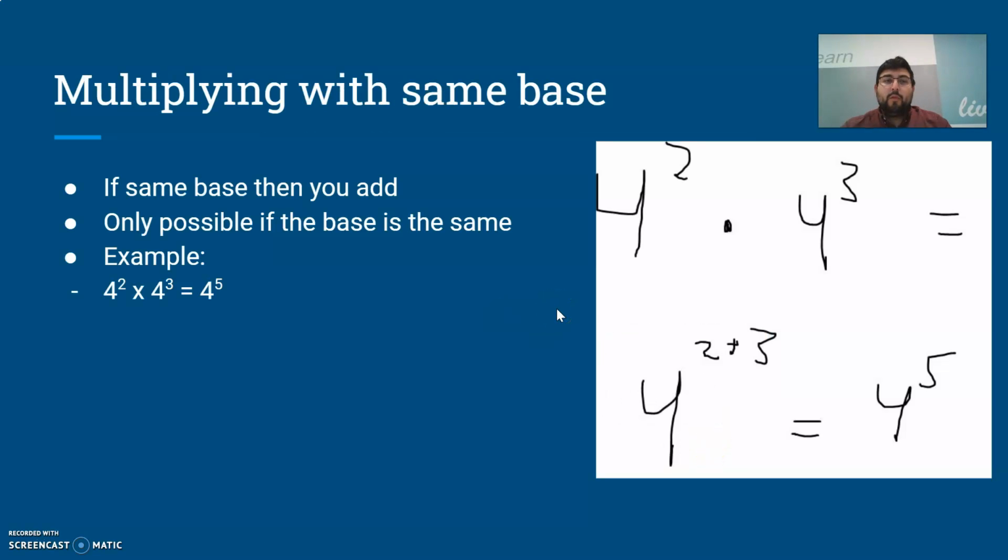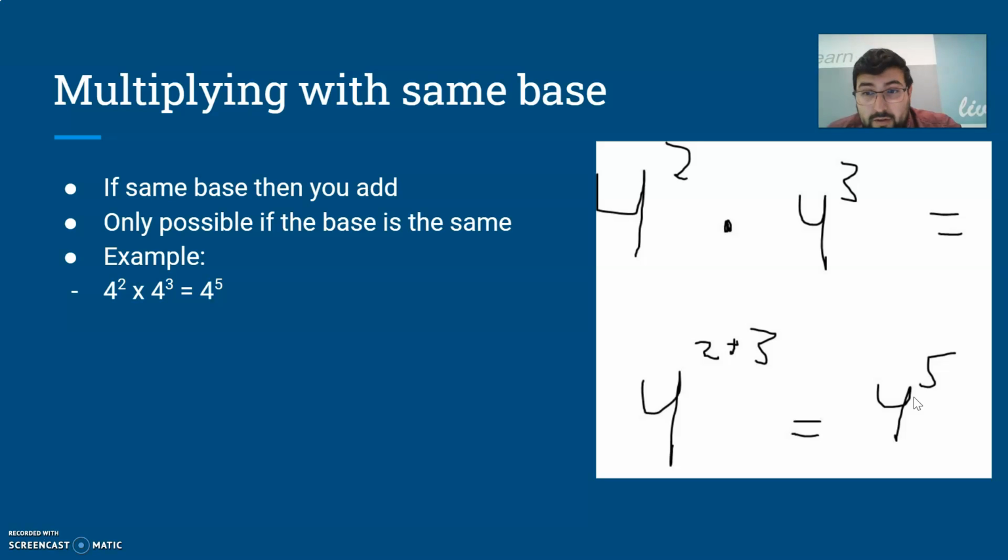Now, when things start to get a little tricky, multiplying with the same base. All right. So if it says 4 squared times 4 to the third, all you're doing is adding the exponents with each other, if they have the same base. So 4 squared times 4 to the third have the same base of 4. So you bring down the 4 and you're just adding 2 and 3. So 4 to the 2 plus 3 power, and that equals 4 to the fifth.